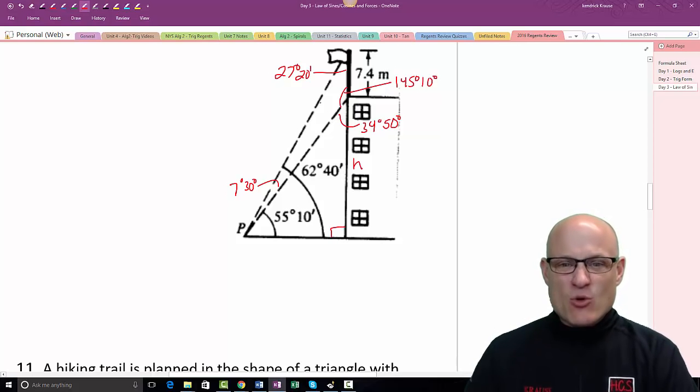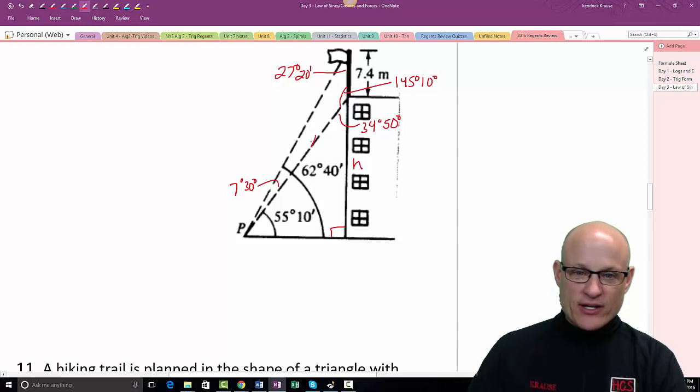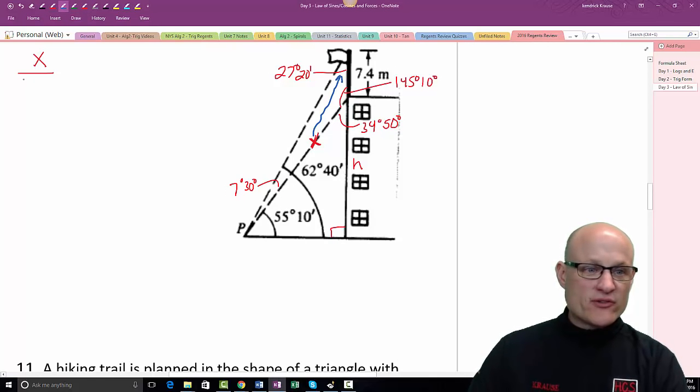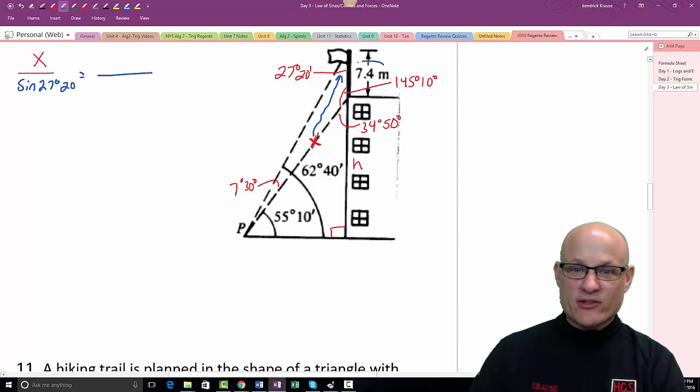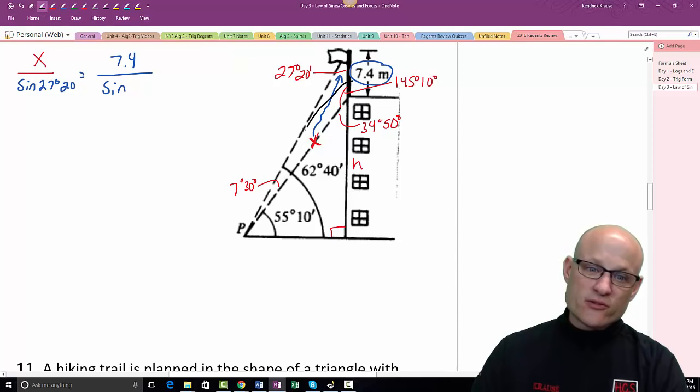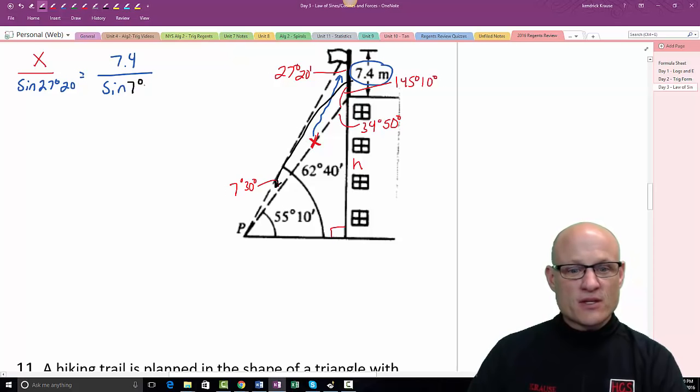Okay. So I want to work, remember, we're going to try to find this value right here, x, because you always got to find the side in the middle. So we're going to do x over. Now, finding the side that's opposite is kind of tricky. It's this one right here, over the sine of 27 degrees, 20 minutes is equal to, now the only thing I have is this 7.4. So 7.4 over the sine of, let's find that angle. It's this little dinky one down here. 7 degrees, 30 minutes.